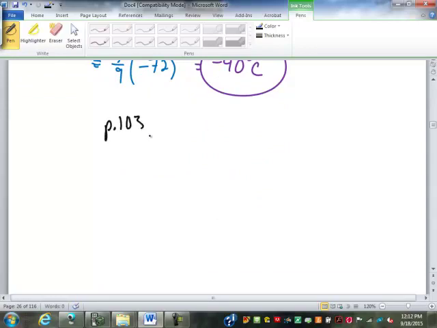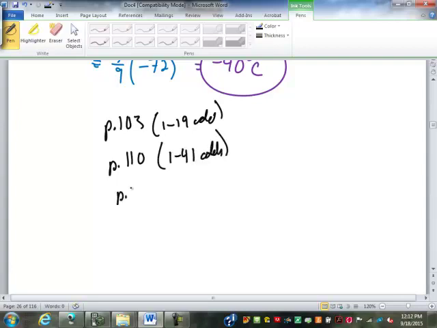Okay, well, some pages out of the book that you should look at before next week. On page 103, 1 through 19, the odds. Page 110, 1 through 41, the odds. Page 114, 1 through 25, the odds. That is the dimensional analysis on page 114. Like I said, that probably will frustrate many of you. Next week we will take time before the test to answer that.